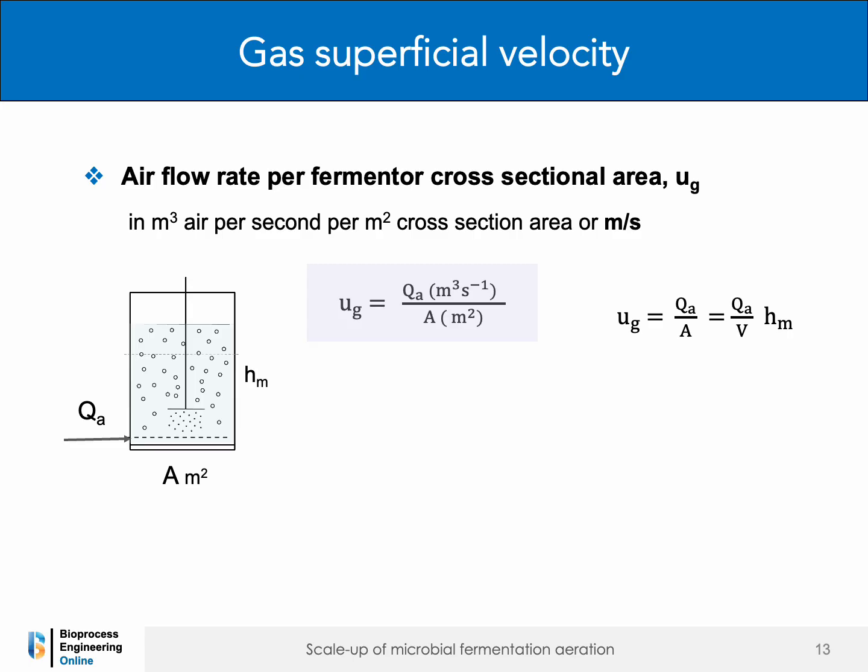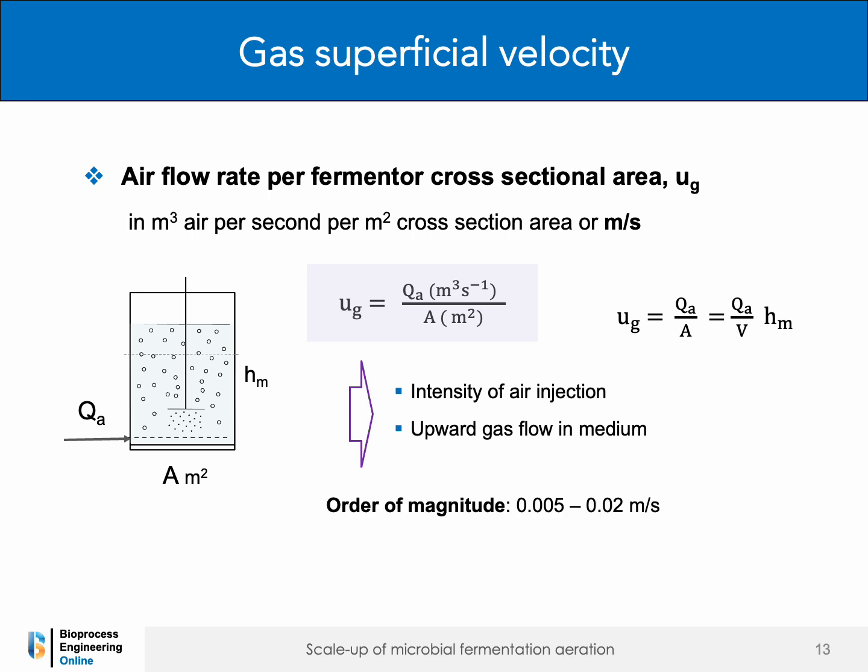The superficial gas velocity is an important parameter because air is not introduced uniformly throughout the entire liquid volume. Instead, it is injected at the bottom of the fermenter through a sparger that distributes gas over the cross-sectional area of the vessel. As a result, UG directly characterizes the intensity of gas injection and the upward gas flow within the fermenter. Typical orders of magnitude of the superficial gas velocity in aerobic fermentations are 0.005 to 0.02 meter per second for large-scale industrial fermenters.